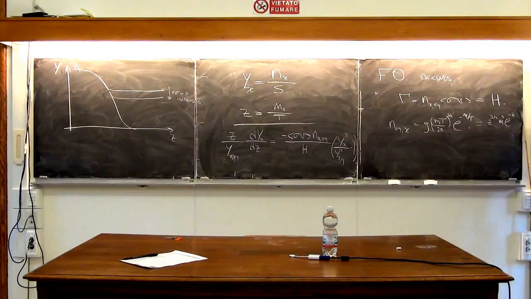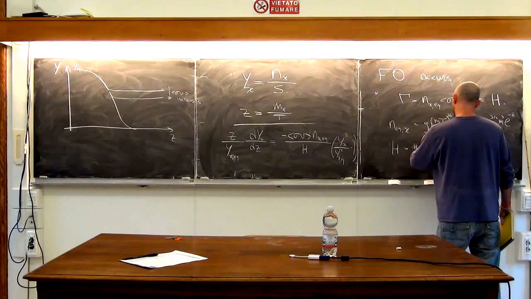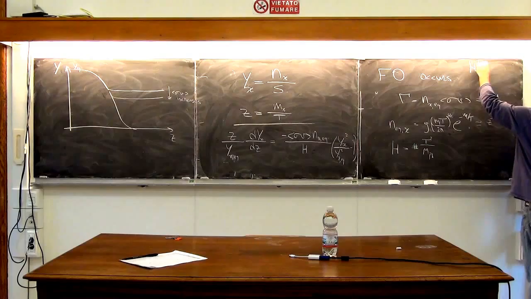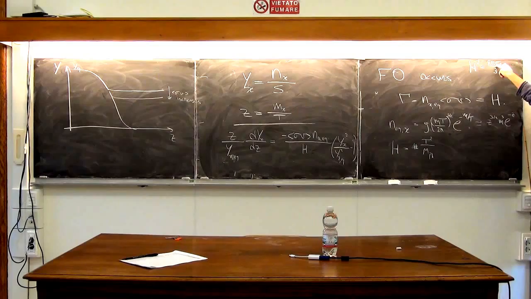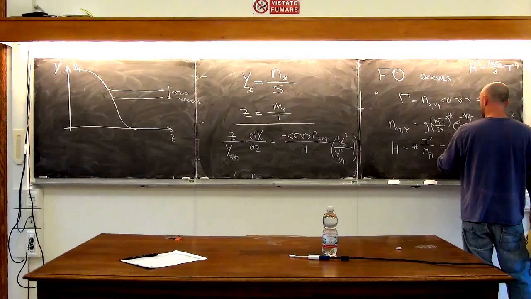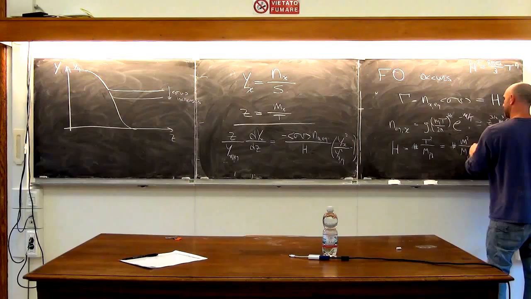H is some number times T squared over M Planck. So the G Newton that I wrote in there, let me remind you again, is 8 pi G over 3. G is 1 over M Planck squared. The Newton constant is just 1 over M Planck squared times the energy density, which is due to the thermal bath. So H is roughly T squared over M Planck, which is just some number times m squared over M Planck times z to the minus 2.